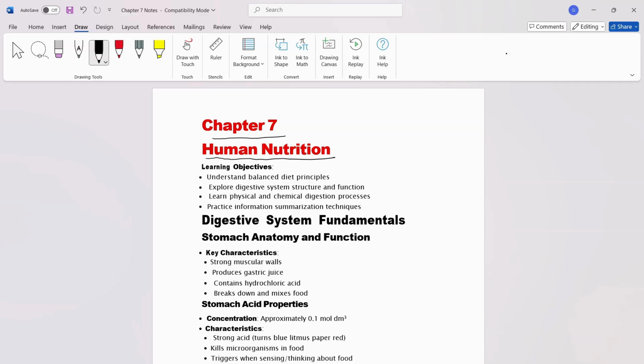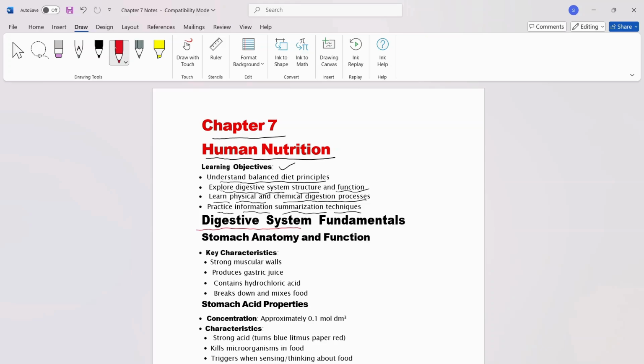Okay, so our learning objectives: understand balanced diet principles, explore digestive system structure and function, learn physical and chemical digestion processes, practice information summarization techniques.